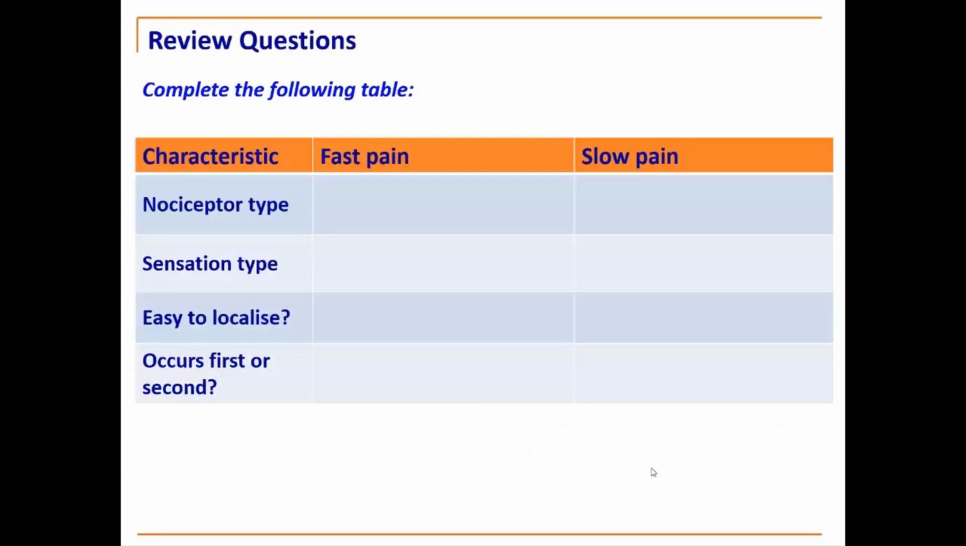So we've gone a little bit through pain here, and what I'd like you to do is press pause, as usual, and complete the following table. So what's the nociceptor type that leads to fast pain and slow pain? What's the sensation type? Is it easy to localize? And does it occur first or does it occur second?